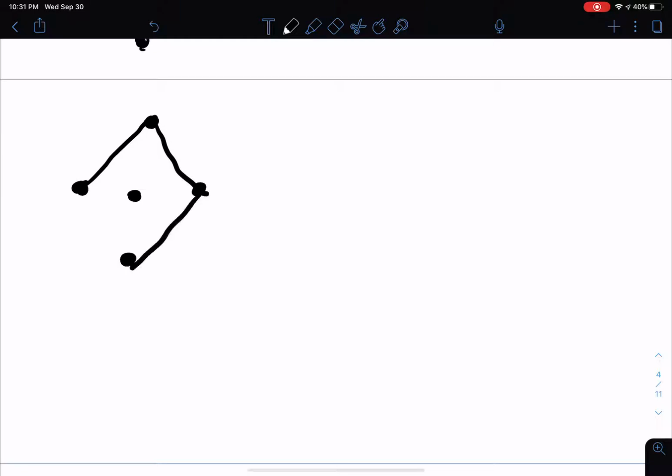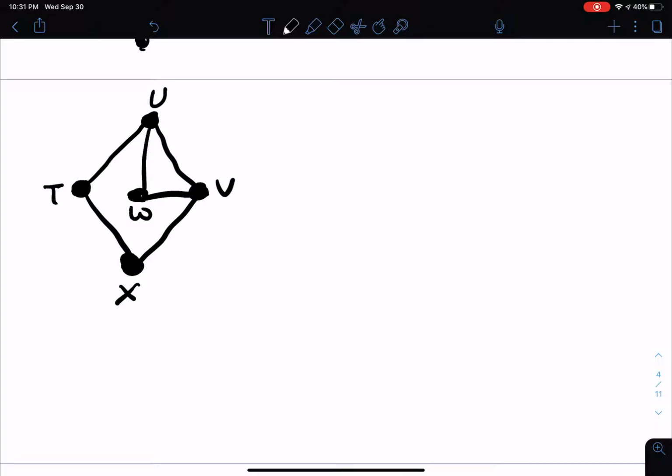So let me draw this graph. So we have U, V, X, T, and then we have W. That one is not a tree right now, because notice you can make circuits. Like you can go from U to T to X to V to U if you wanted to. You could go from W to V to U to W. So those are existing circuits that are possible there. So we want to make spanning trees. We don't want them to have circuits available.